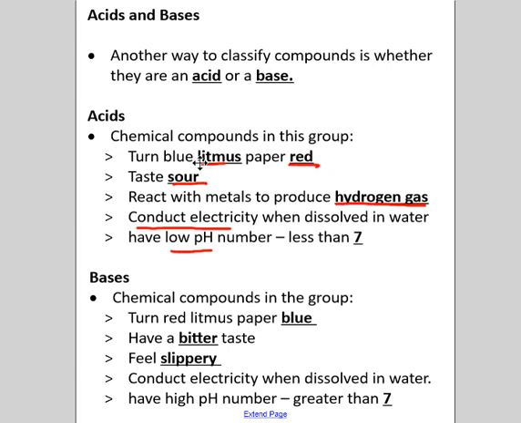The opposite of acids are bases. Bases are things like soap or bleach. When we put litmus paper into a base, it turns blue. Bases taste bitter and have a very slippery feel on our hands. They are also good conductors, so they have that in common. But these have high pH numbers. They're going to have pHs bigger than 7.